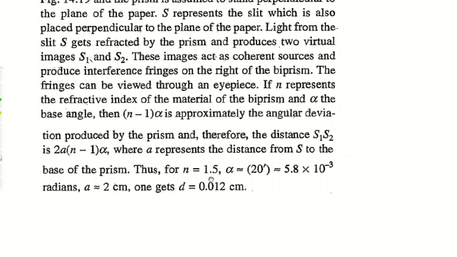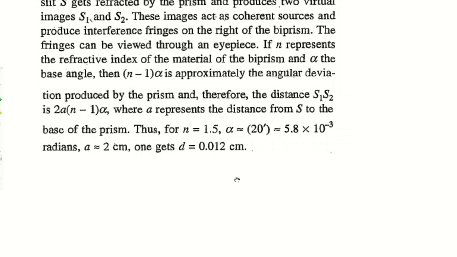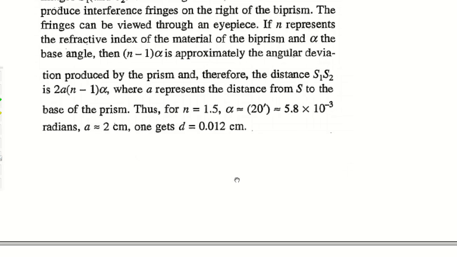Now let us take a typical example. n is equal to 1.5 and alpha is equal to 20 minutes, near about. Converting to radians, and a is equal to nearly 2 centimeters, we get D equal to 0.012 centimeter. But there is an experimental challenge, because the measurement of alpha is very tricky, and there is a chance of error while measuring the angle alpha.